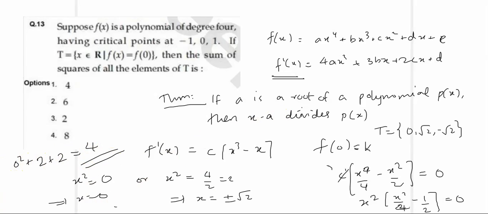Okay, another way to approach this would be by just substituting minus 1, 0 and 1 in this equation, and then finding a, b, c and d, or some relation among a, b, c and d. And then again you will get the same expression for f of x and f prime of x.